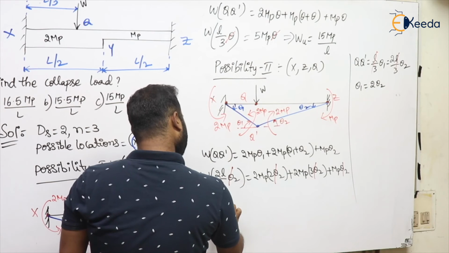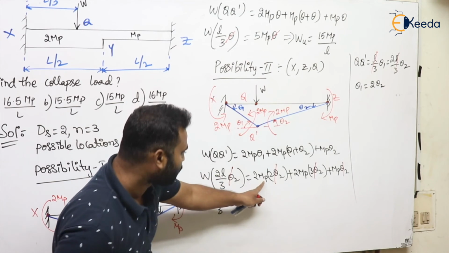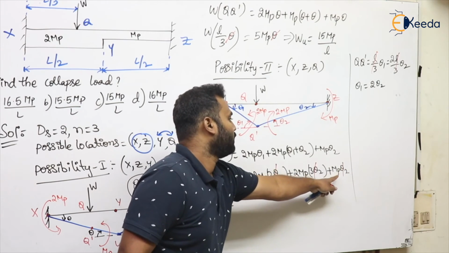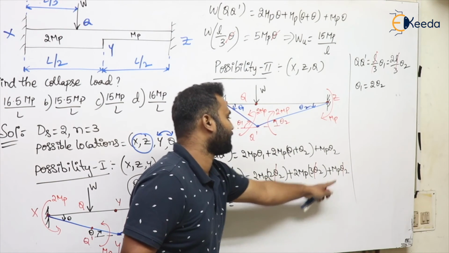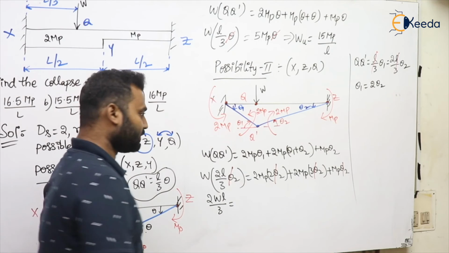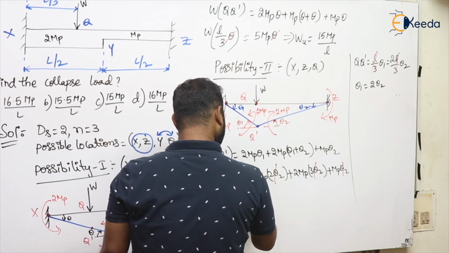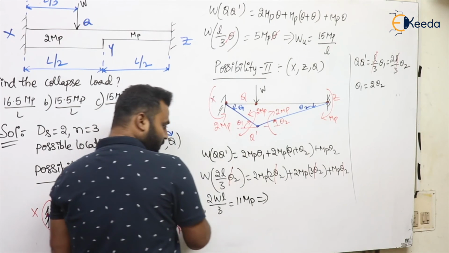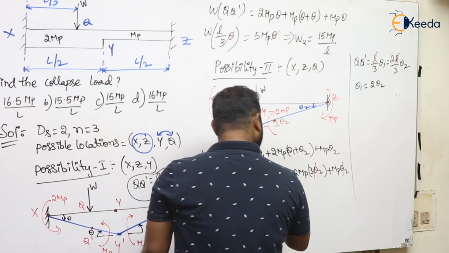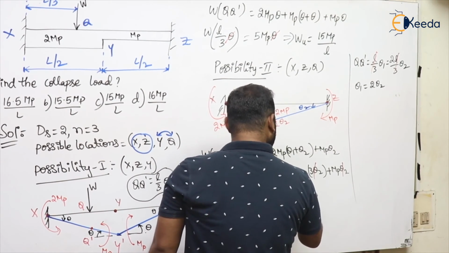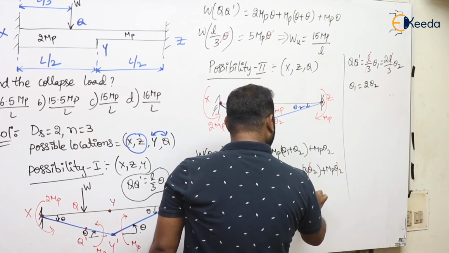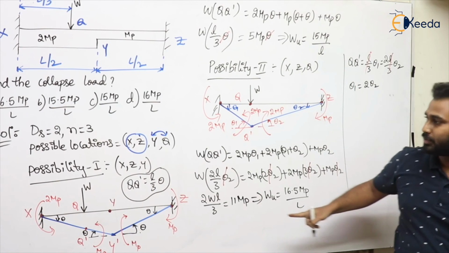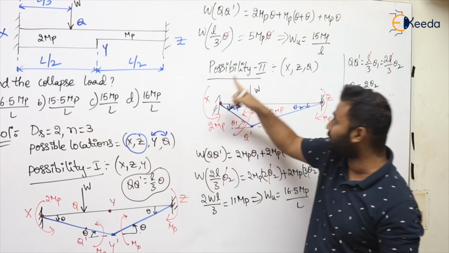Now we are left with 2WL by 3 is equal to 4mp, and here 6mp, here 1. So 1 plus 6, 7, 7 plus 4, 11. That's it, 11 mp. Upon simplifying this expression, we'll get the collapse load as 16.5 mp by L.